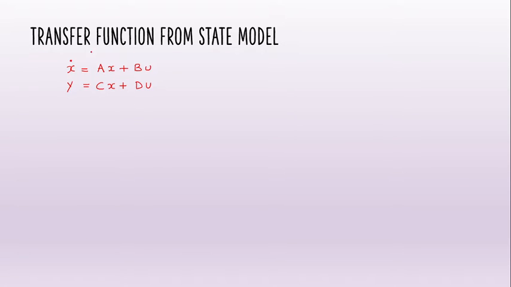Now, to find the transfer function from a state model, first we have to consider that the initial condition for the system is 0. Otherwise, we cannot derive the transfer function. Right? So, the first thing we have to consider is that the initial condition for the system is 0.